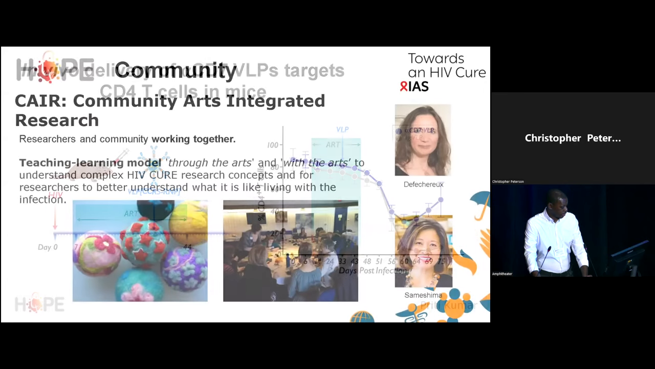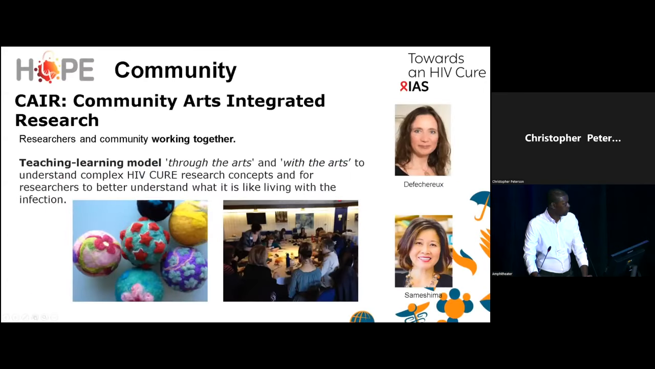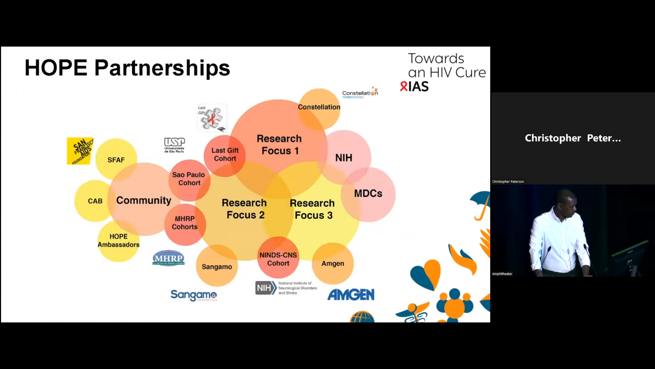This isn't complete without having our involvement of the community. Really excited that we have two members, Patricia DeFeshereau and Dr. Samashima here in Canada, working with the Community Arts Integrated Program that we hope to move forward within the community to work together within our research teams. And this is also very strongly linked to our collaborators in Brazil, but also in Uganda as well. So we have built up many partnerships within this program.